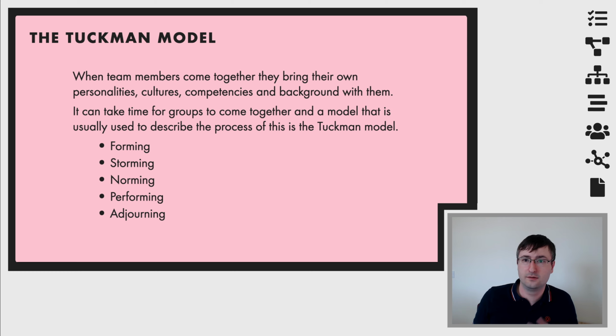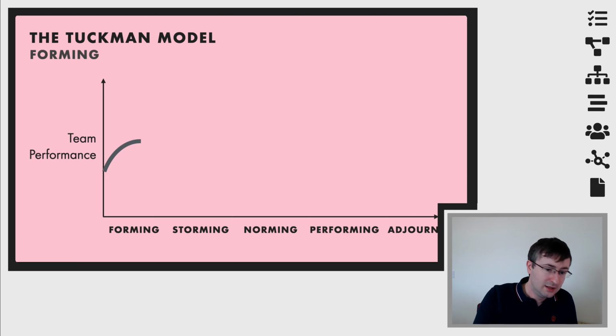It uses the forming, storming, norming, performing, adjourning idea, and then looks at how performance in a team changes throughout these 5 different stages in a group. Okay, let's have a look at each of these individually. So we're going to look at this in terms of team performance.